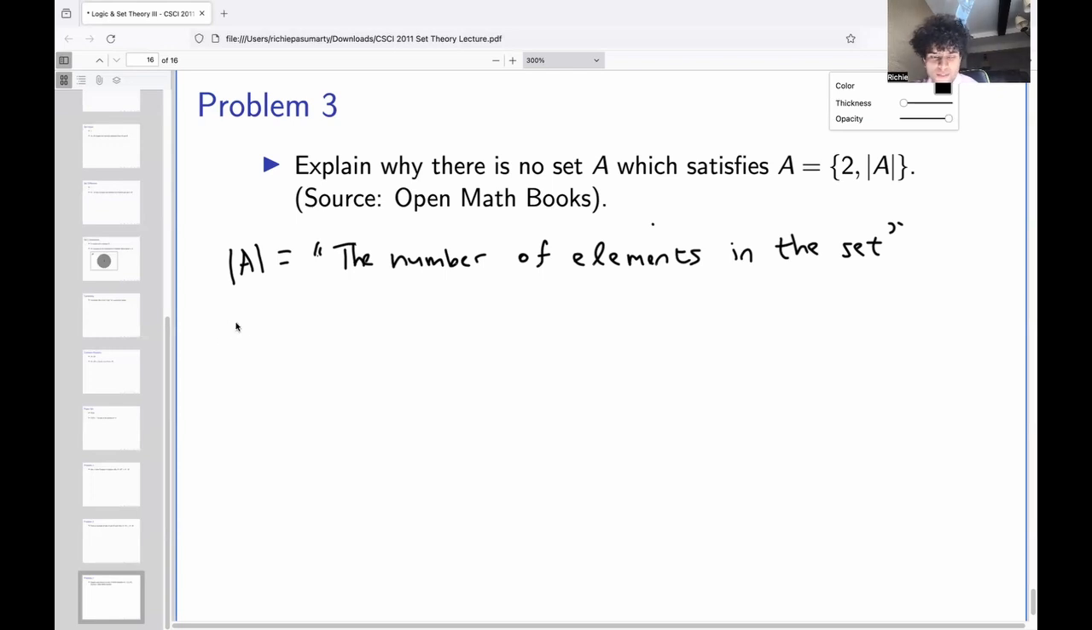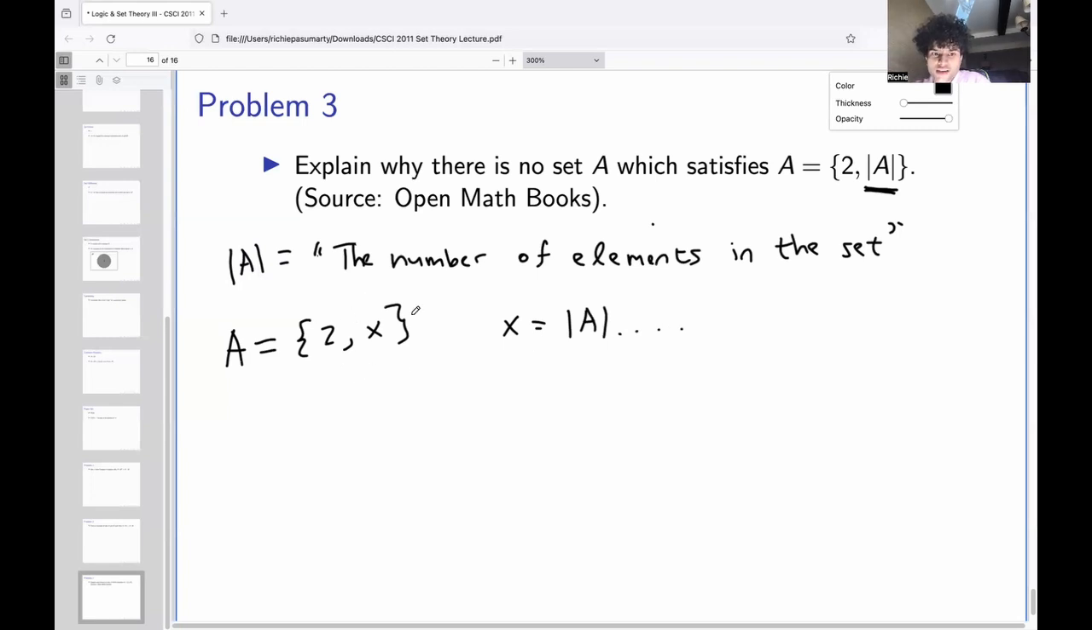All right, so here's what's basically going to happen. A is going to look like this: {2, x}, right? Because it contains 2 elements. Okay, and x is particularly equal to the cardinality of A. So x is equal to the cardinality of A.